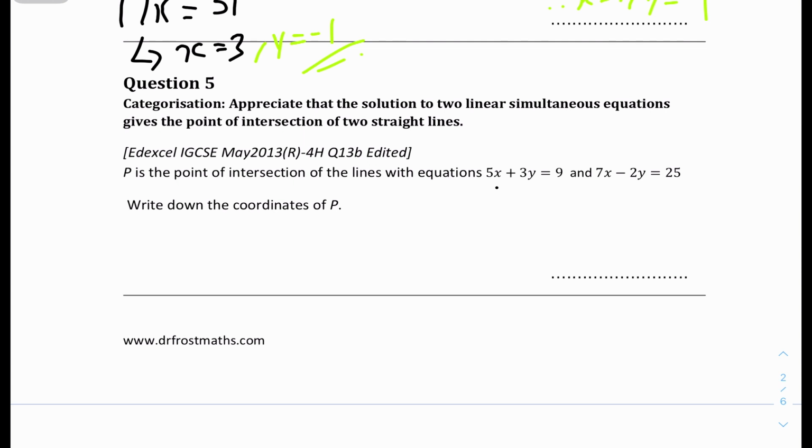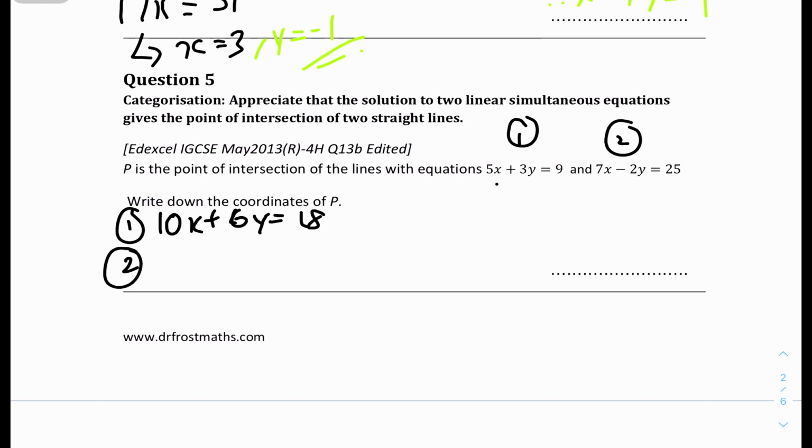So basically you can use the elimination technique, or you can use substitution. I'll just use the elimination because it's much easier. So here's number 1 and here's number 2. I could just times number 1 by 2 and times number 2 by 3. So the new equation 1 will be 10x plus 6y equals 18. And number 2 times by 3 will be 21x minus 6y equals 75.